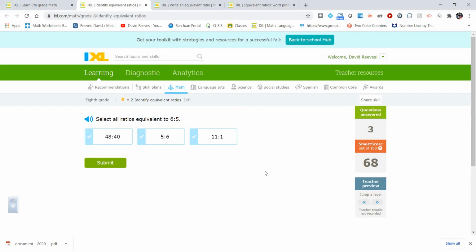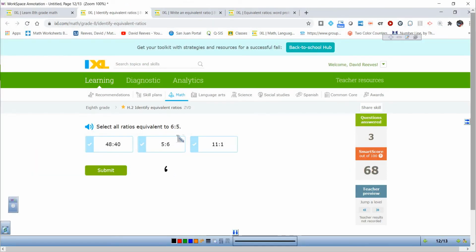Select all the ratios that are equivalent to 6/5. All right, so 6/5 could be written as 6/5, and then we have 48 over 40. Then we have 5 over 6, and then we have 11 over 1.